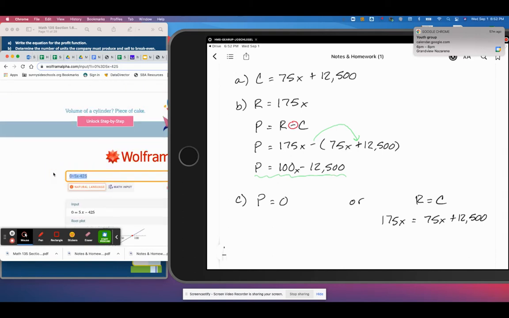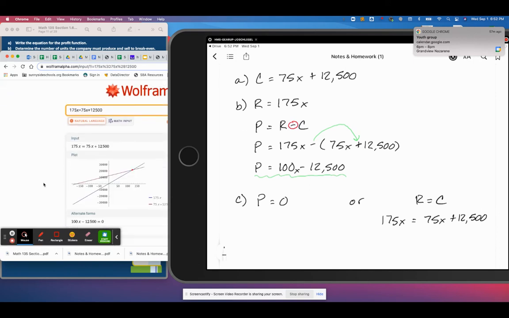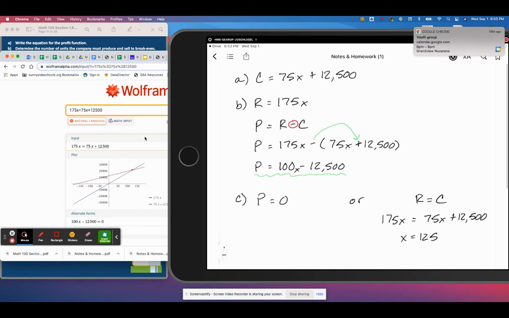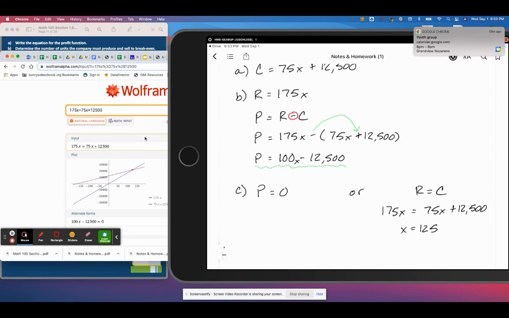And we've got 175x is equal to 75x plus 12,500. And we get 125. So this company needs to sell 125 items to break even, which means that they make no money. Anything after 125, they will begin making money. We're also going to do the exact same thing this time with the profit function. So we have profit. We need the profit to be 0.